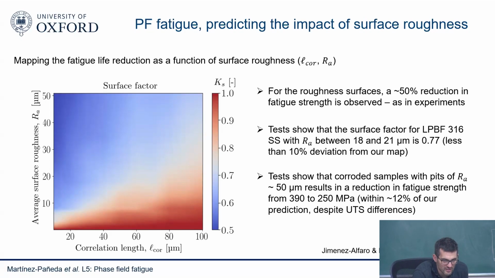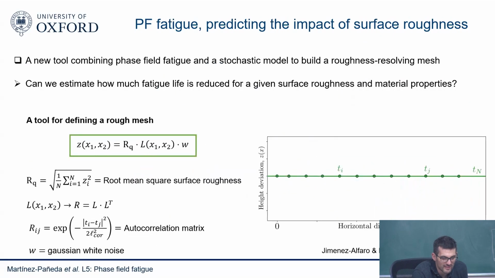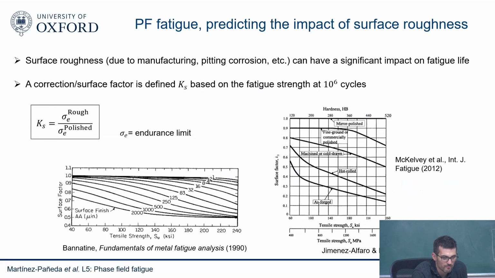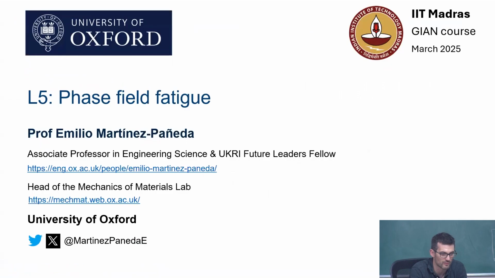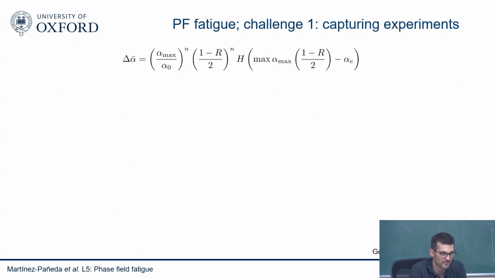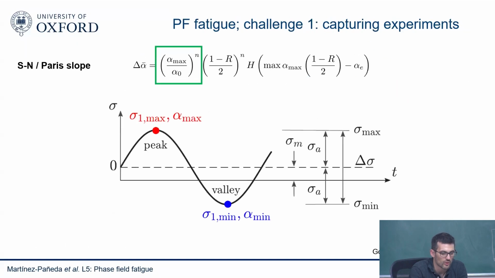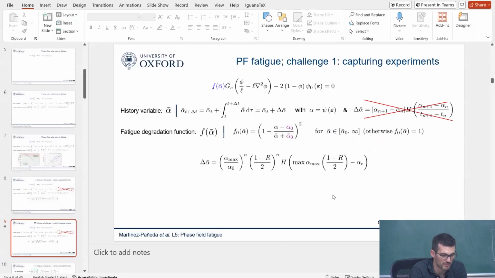So just to emphasize the point, the idea here is that there's an effect of the surface roughness on the endurance of the material. This effect is quite strong. We want to capture that effect using phase field fatigue. We can do it. For that, we use this model that we are showing here, the one of Alessi and others, this one here.